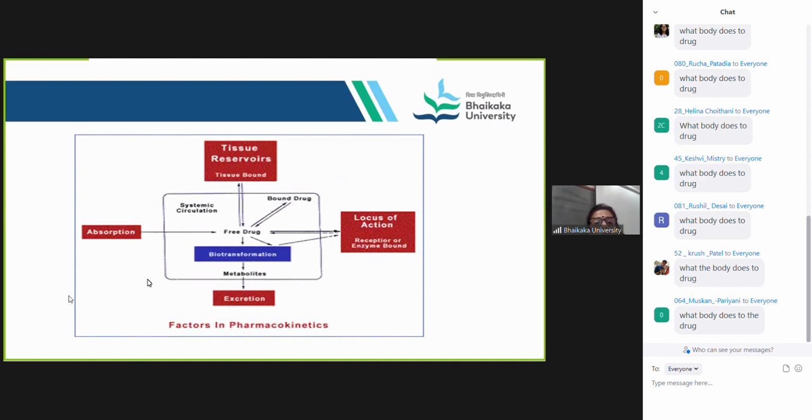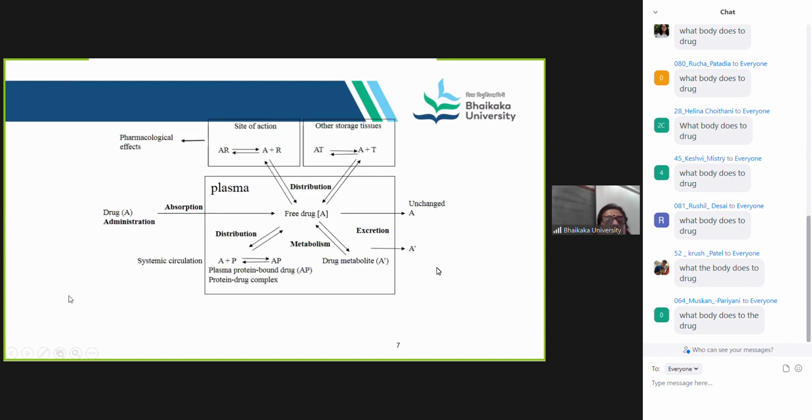So after absorption, it will reach the systemic circulation and the site of action where the drug has to give its action, and then there will be biotransformation. The metabolite will change and it will be excreted. This figure is also given in some other books. I'm not going to explain that, but remember that after absorption the drug could be free, and during distribution it could be a bound drug. After distribution, the next step for the drug is metabolism.